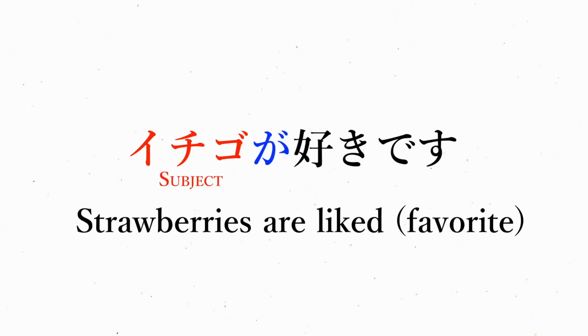Ichigo ga suki desu does not mean I like strawberries, because suki is not an adjective, it's a noun. It means something like favorite. So when I say ichigo ga suki desu, I am saying strawberries are liked or favorite. Kind of. There's no direct translation for this. Now that I have ga out of the way, let's talk about wa, the topic marker.